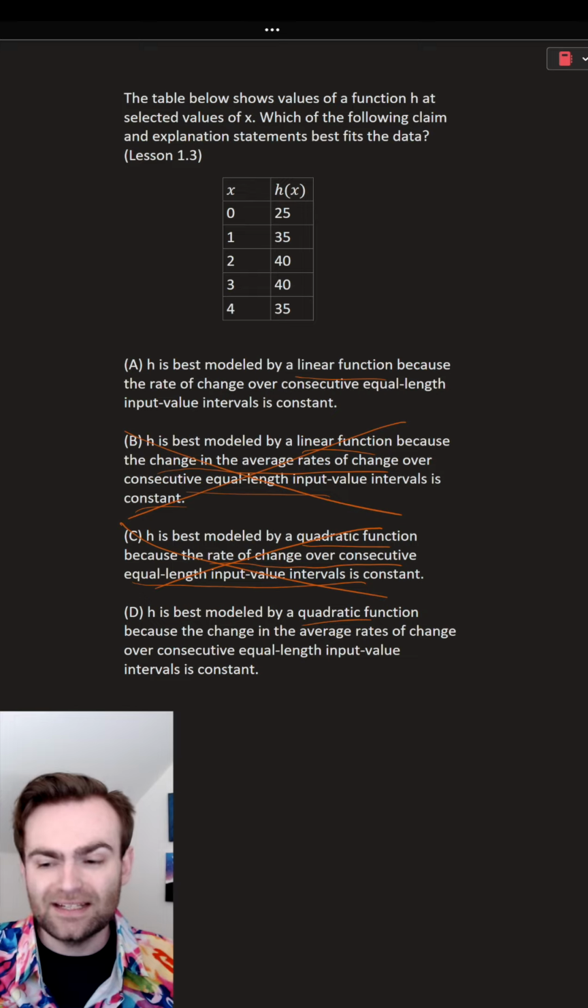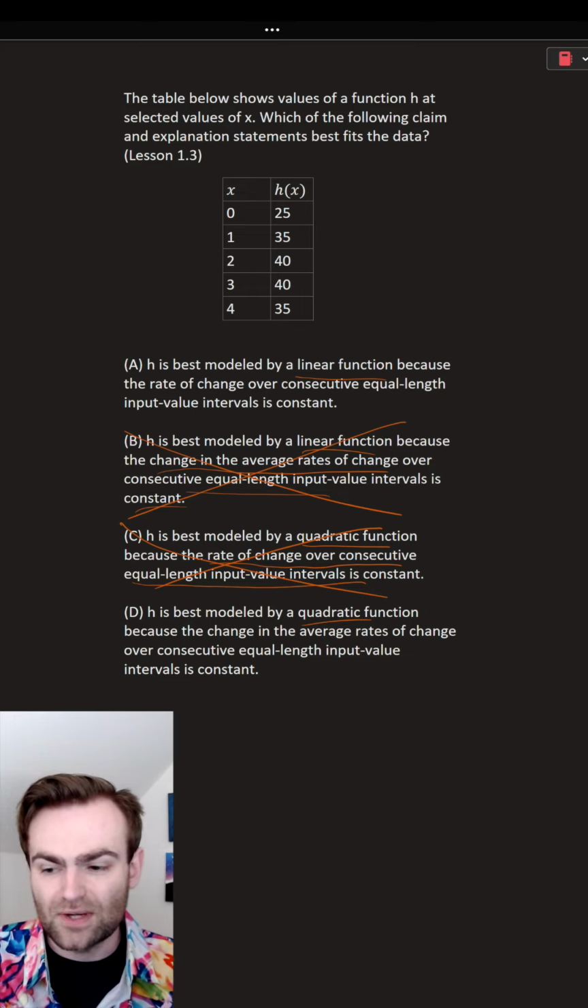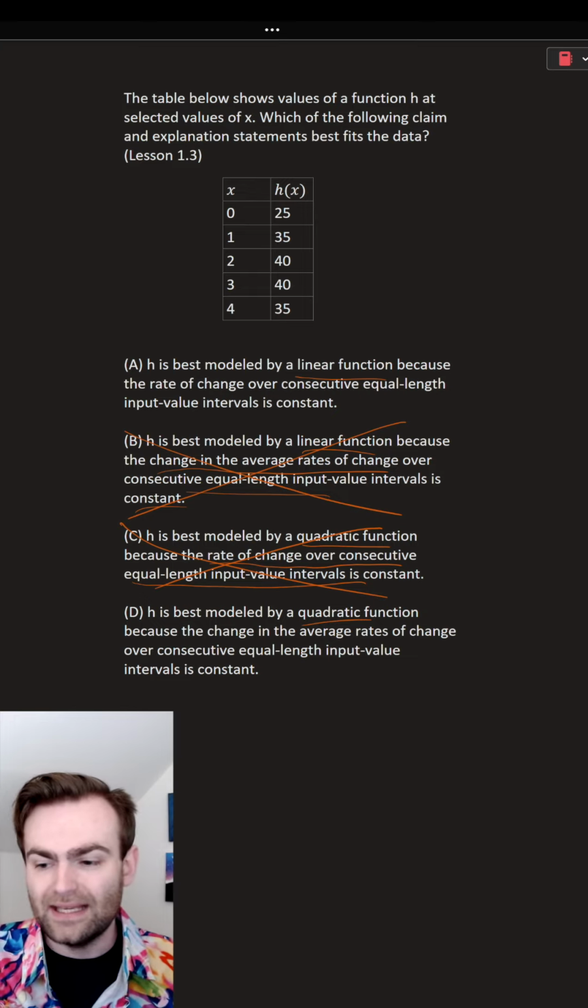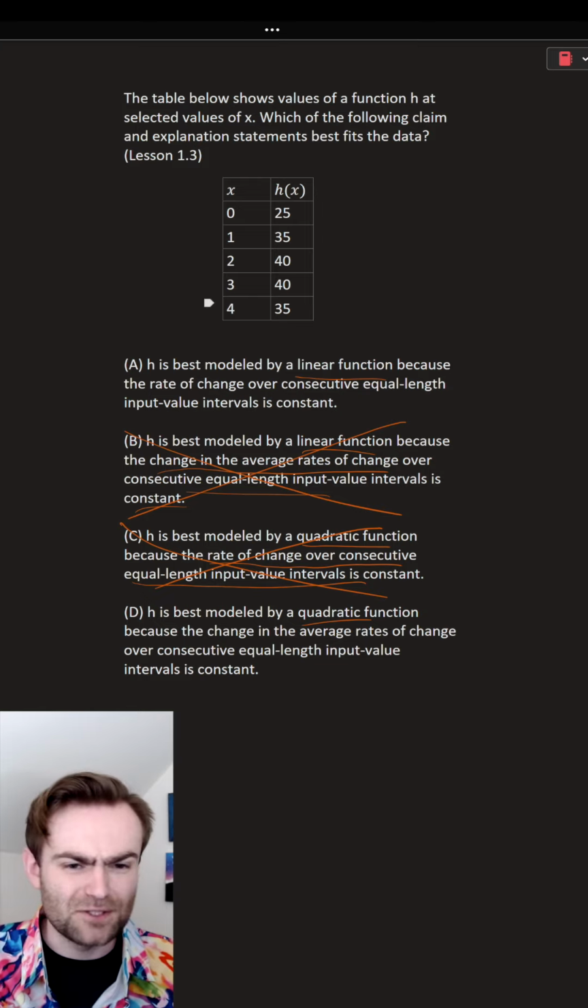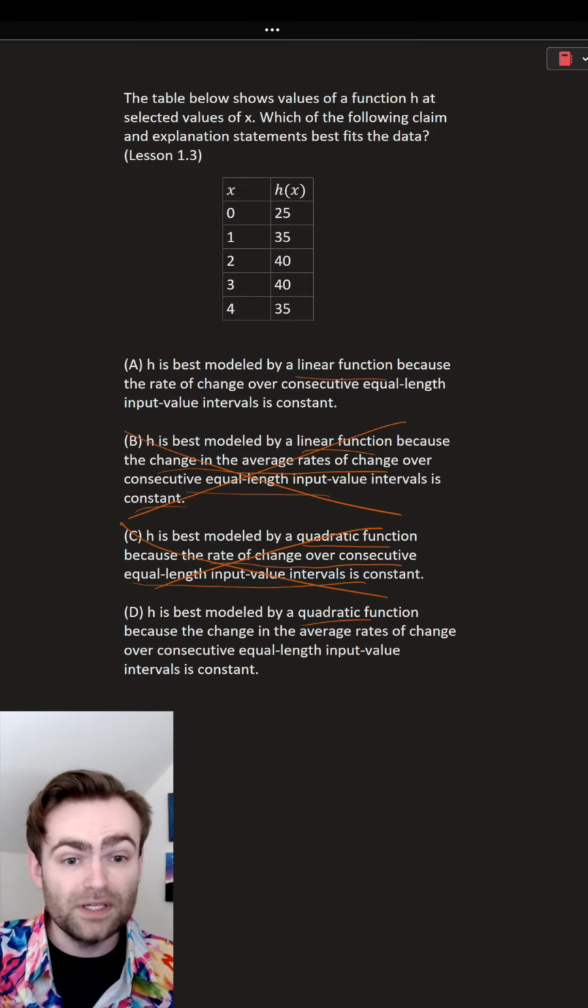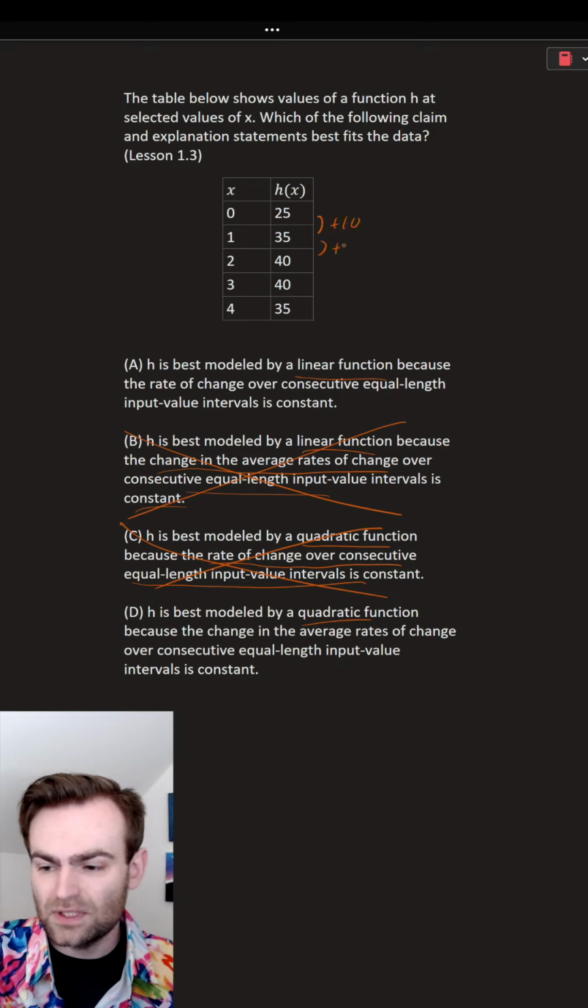Looking at the data, you can kind of tell that it's going to be quadratic. And the reason why is you can see that we are increasing and then decreasing. A linear function is not going to do that. But if we wanted to check, we increase by 10, then we increase by 5, then we don't increase at all, and then we actually decrease by 5.